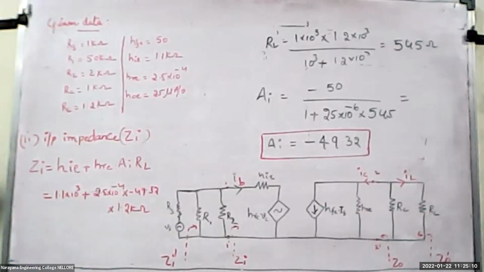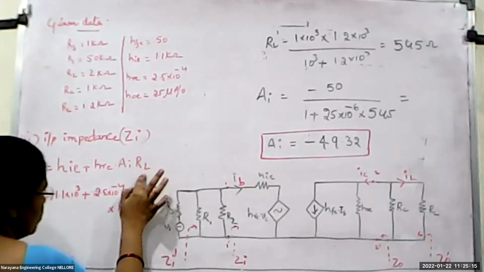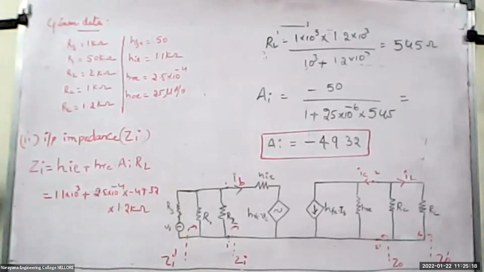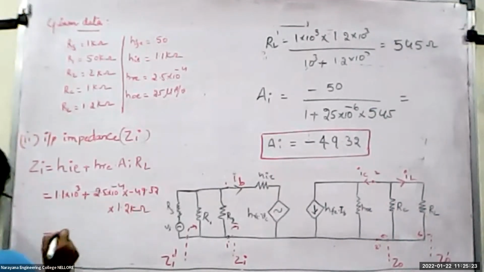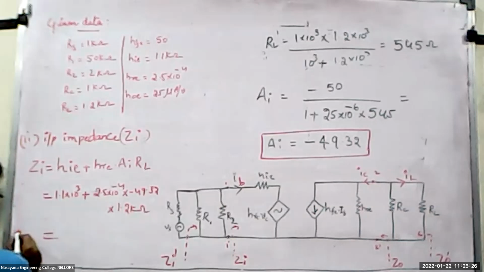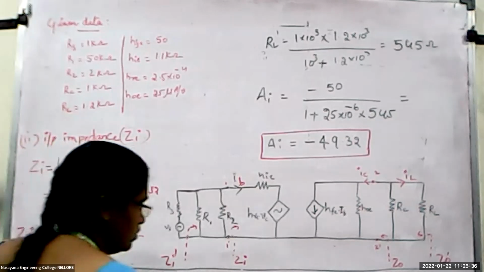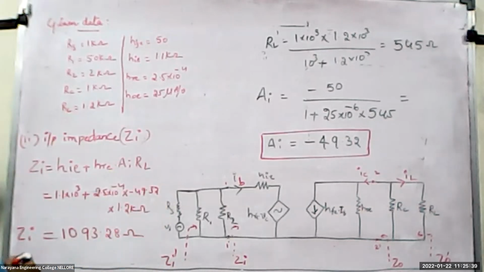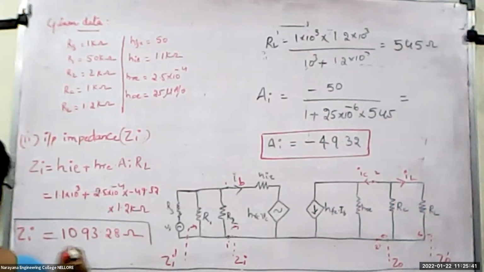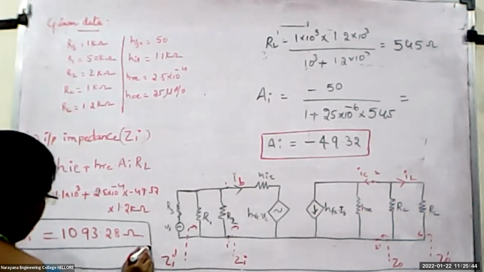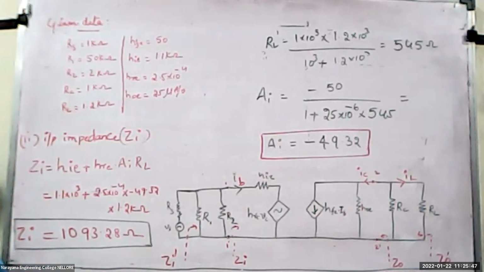We cannot consider RL dash here. For calculating input impedance, we can use only RL. So what do you answer? You can get ZI as 1093.28 ohms. Simply substituting all the values in the formula. There is no difficulty.